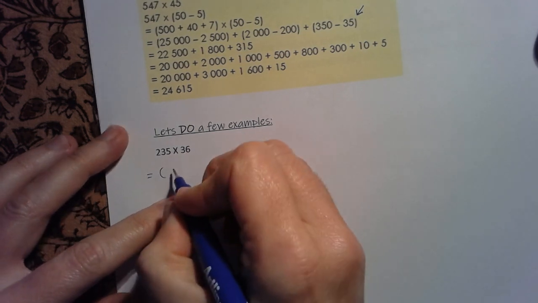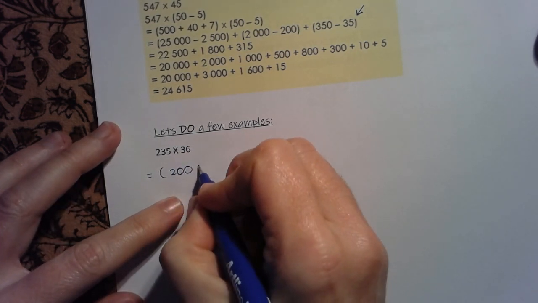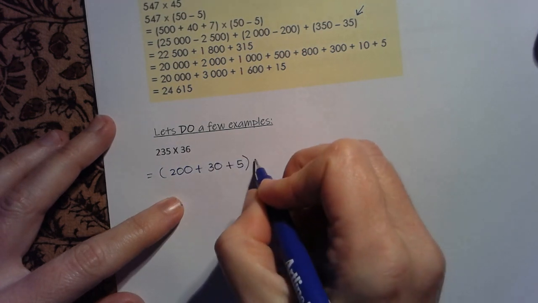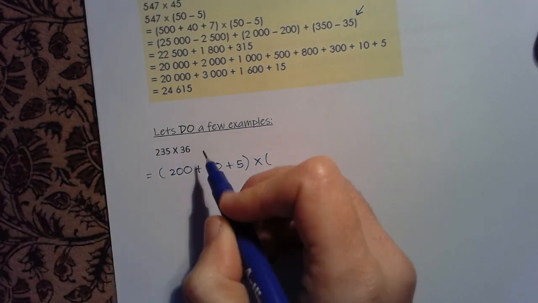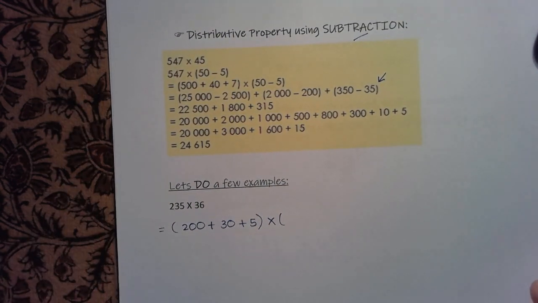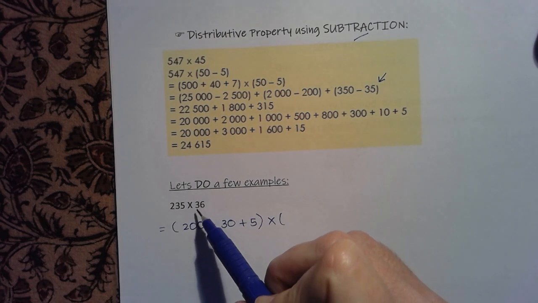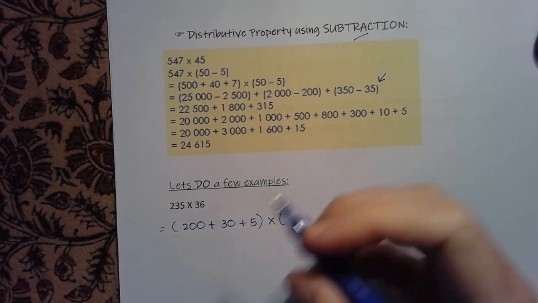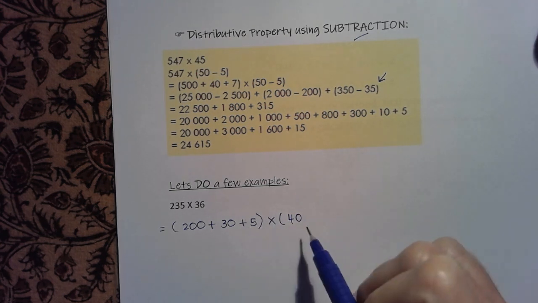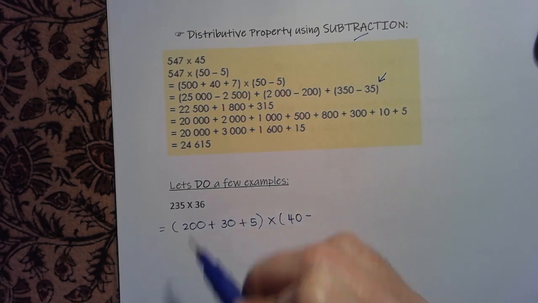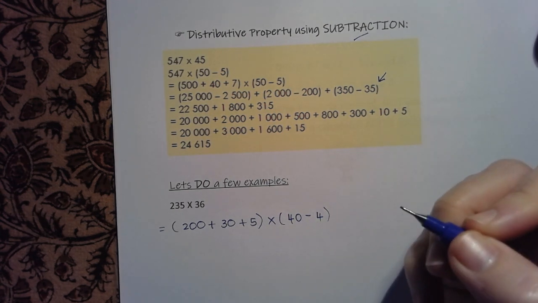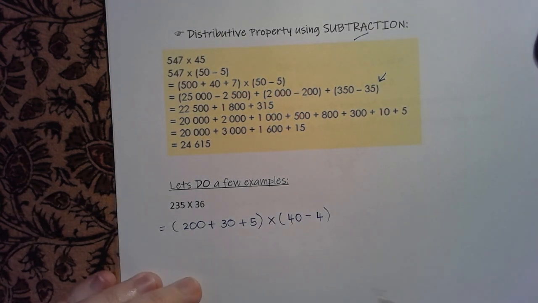Okay, so then we've got 200, we are breaking up the numbers, plus 30 plus 5 times, and now be careful, you are minusing. You're going to be subtracting. So think of the next 10 after 30. So the next 10 after 30 is 40. So what minus 40 equals 36? That is 4. 40 minus 4 equals 36.